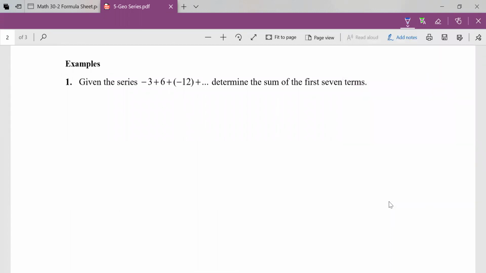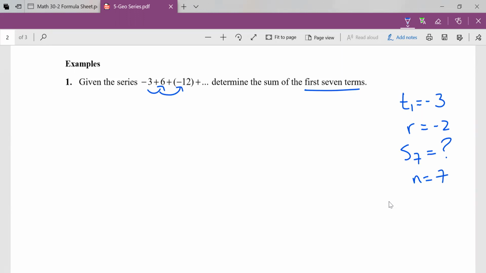Okay, let's do a few examples. So first one says, given the series, determine the sum of the first 7 terms. So again, first thing I want to recognize is that this is a geometric series. I'm multiplying each time by -2. So there's the first thing I want to recognize. Okay, so what do I know? Let's write down what we know. Well, we know term 1 is -3. We know the ratio is -2. We want the sum of the first 7, right? Just like that. And then that would mean that n is 7.